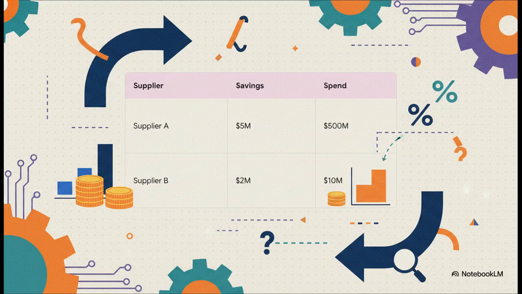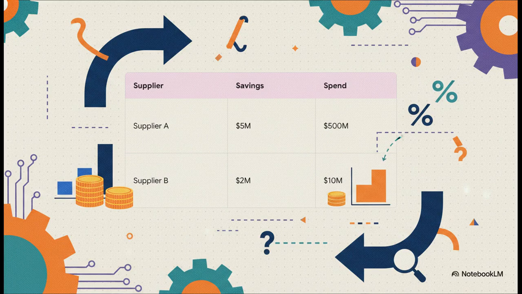Consider two strategic partners for a second. Supplier A delivers $5 million in hard cost savings. Supplier B delivers $2 million in savings. On the surface, if we only look at the absolute volume of money saved, Supplier A looks like the undisputed champion, right? But let's look a little deeper at the total spend.